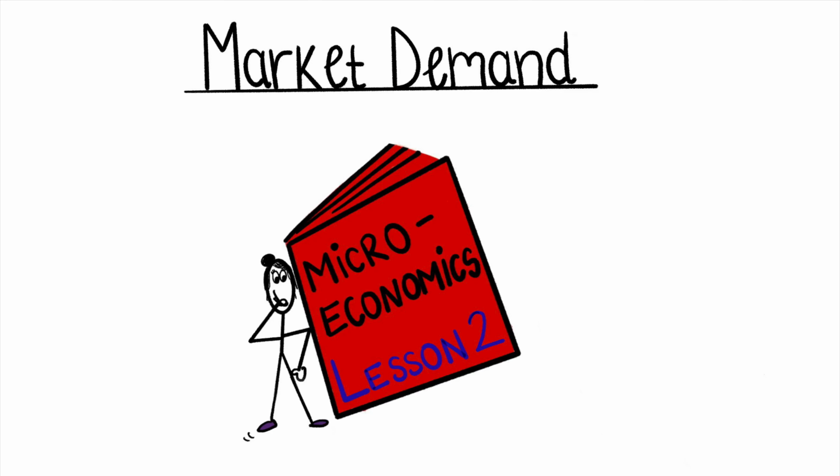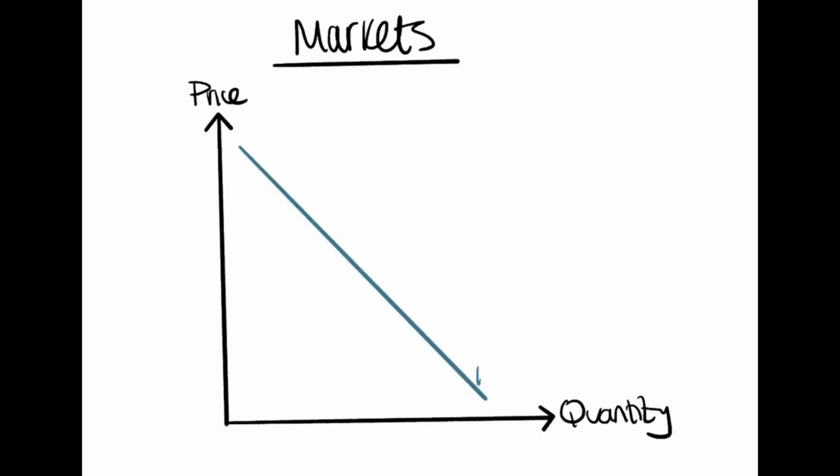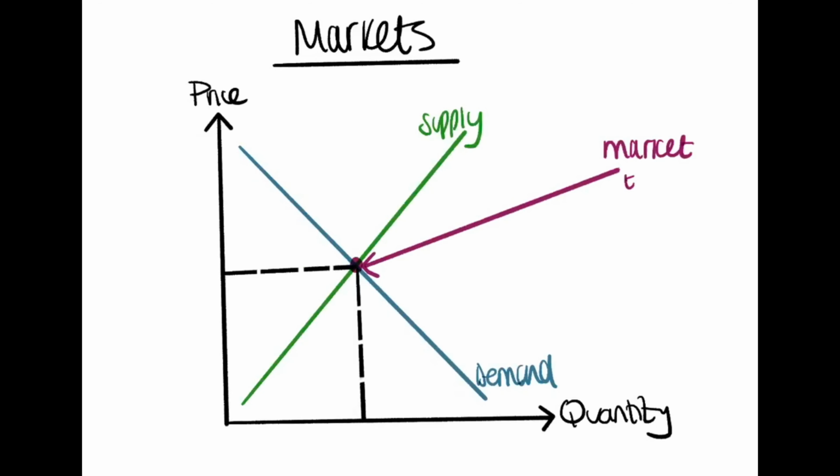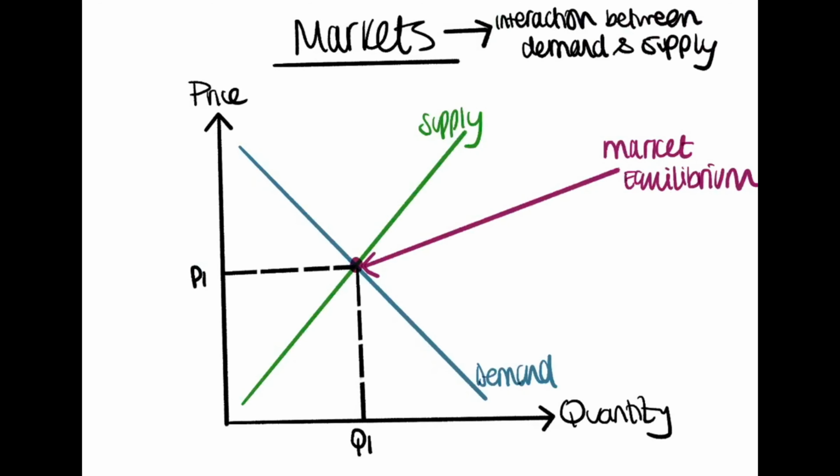Hi guys, welcome to lesson 2, which is focusing on market demand. Markets refer to the interaction between demand and supply, and the point at which these two curves intersect determines the price, which is called market equilibrium.